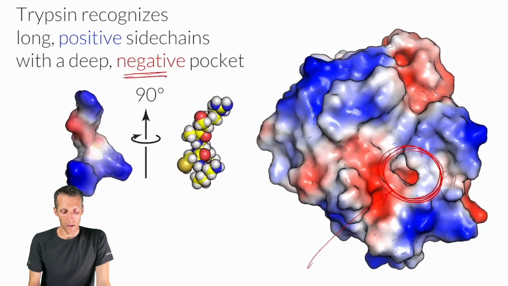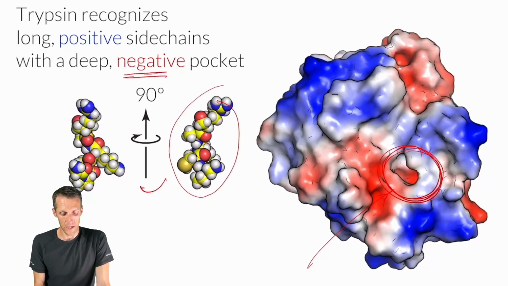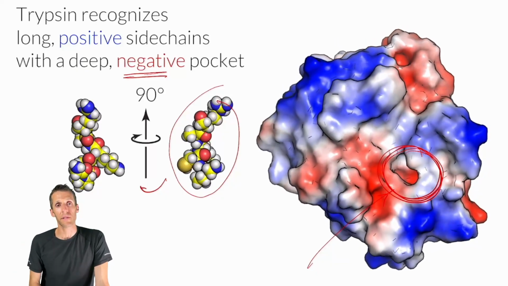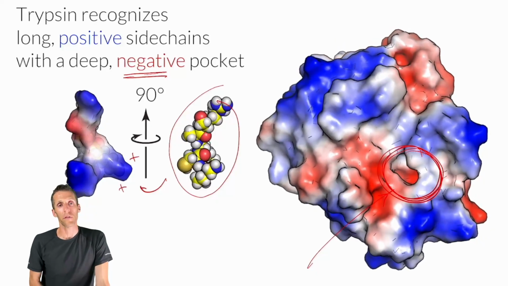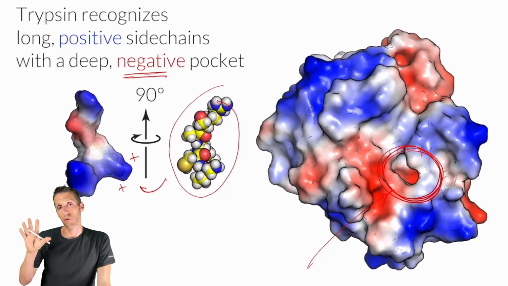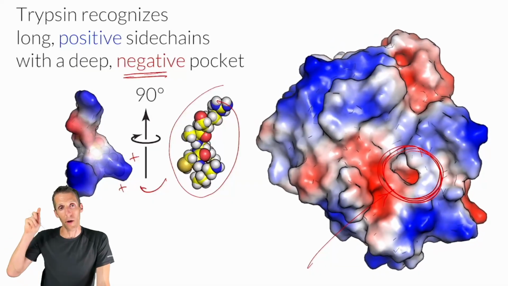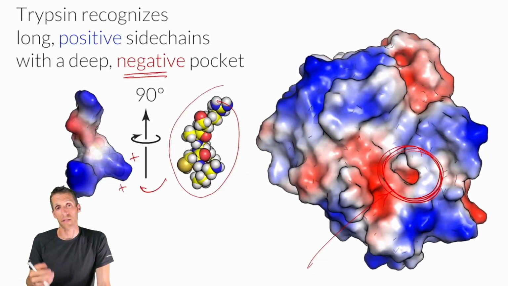I'm going to rotate it again. So this is the substrate. I'm going to rotate it 90 degrees. That's what this other angle is. And then I'm going to put the same surface on the substrate. And hopefully what you can see is there's a really blue positive part. That's the lysine. And so this molecule, trypsin, can recognize peptides that have lysine in them because lysine, that positively charged bit, sticks into that negative pocket, and it gives it specificity.